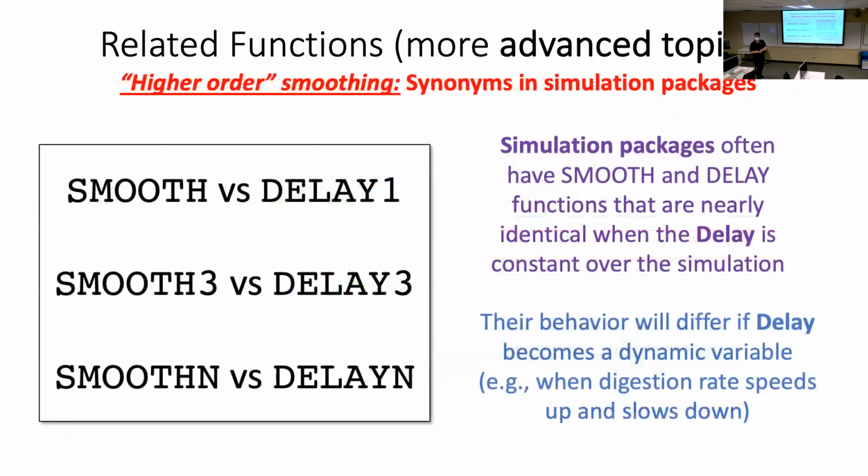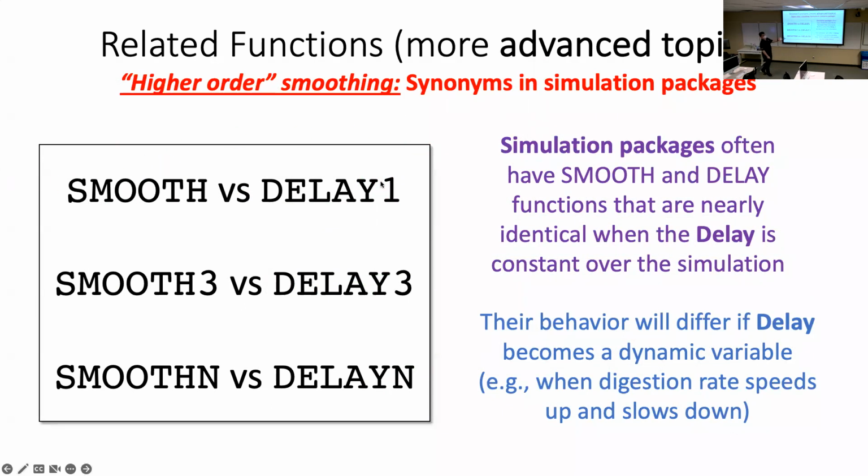Okay, great. So most simulation packages have a smooth as well as a delay, and it gets a little confusing because you'll see smooth and delay. Vensim's got both: smooth and delay 1, smooth 3 and delay 3, smooth in and delay in. For our purposes in this class, these functions are identical. Smooth is identical to delay 1.